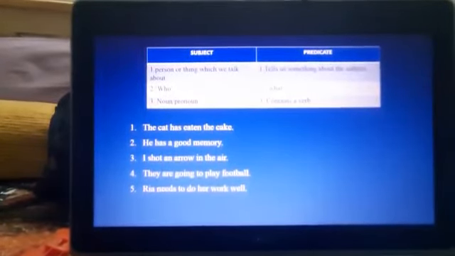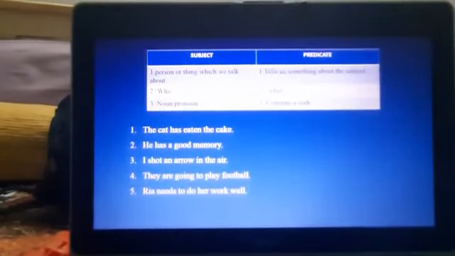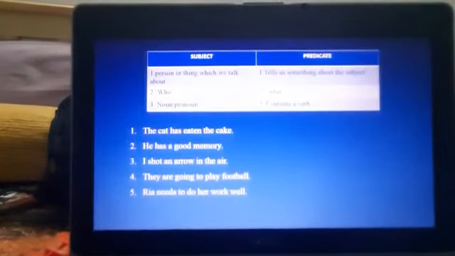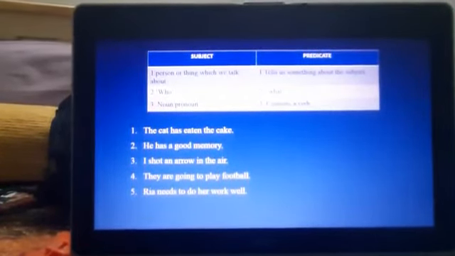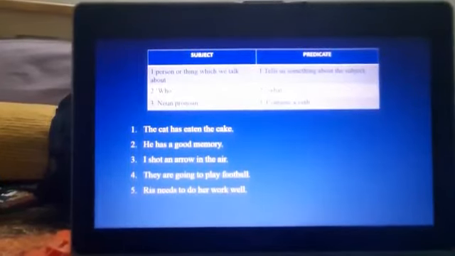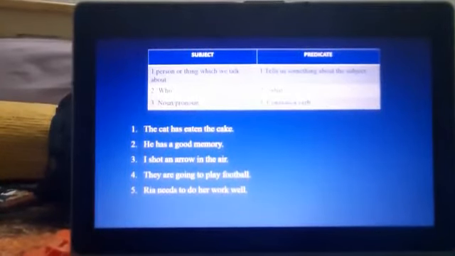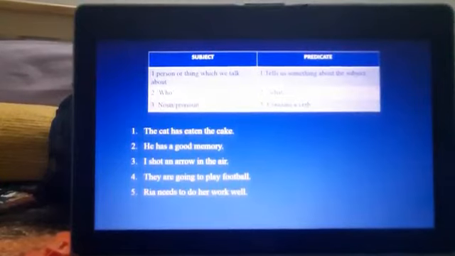Ria needs to do her work well. So who needs to do her work well? Ria, which is a noun. Therefore, it is the subject of the sentence. "Needs to do her work well" becomes the predicate, as this group of words is telling us what Ria needs to do.